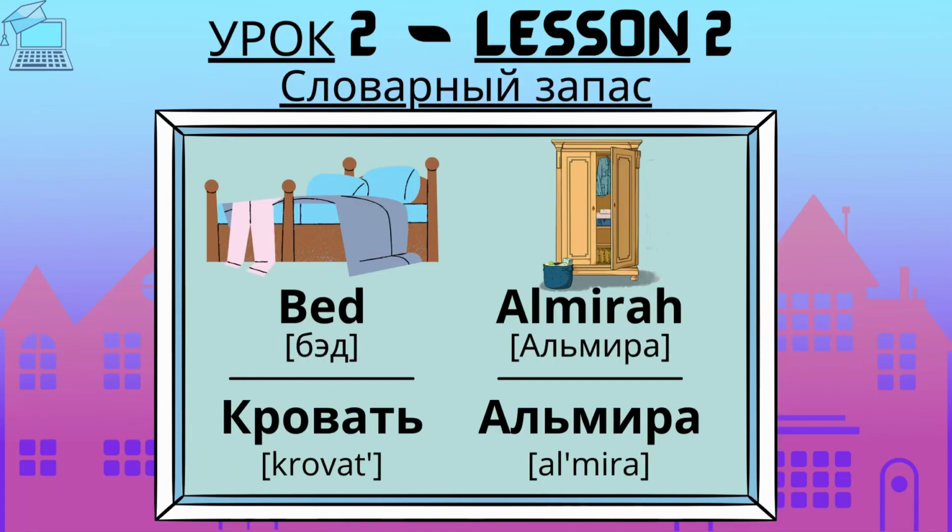Bed. Bed is for krovat. Almira. Almira is for Almira.